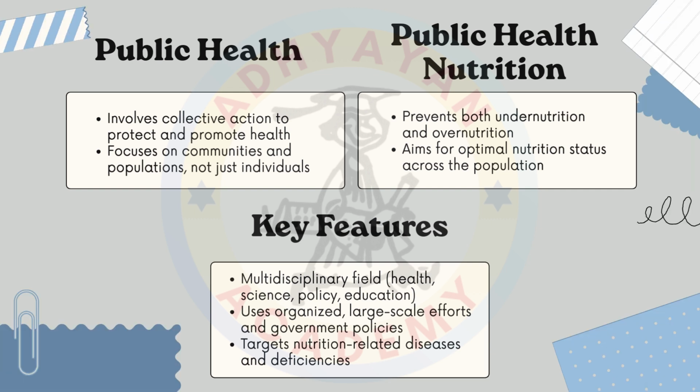Public health is about collective efforts by society to protect and improve the health of entire populations. Within this, public health nutrition focuses specifically on preventing both undernutrition and overnutrition, aiming for a balanced and healthy nutritional status in communities. It is a multidisciplinary field that brings together science, education, and policy. Through large-scale programs and government action, public nutrition helps prevent nutrition-related diseases and promotes healthier lifestyles for all.